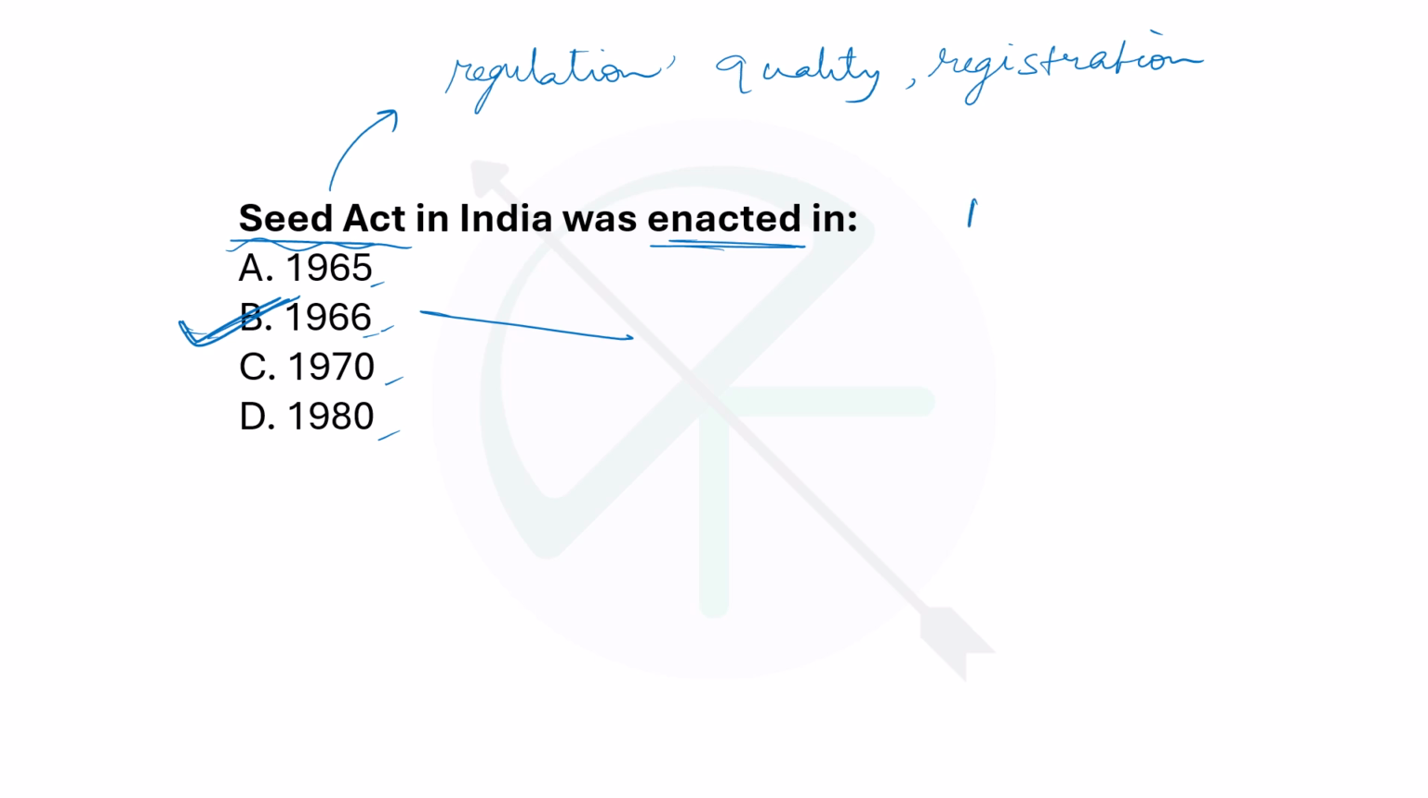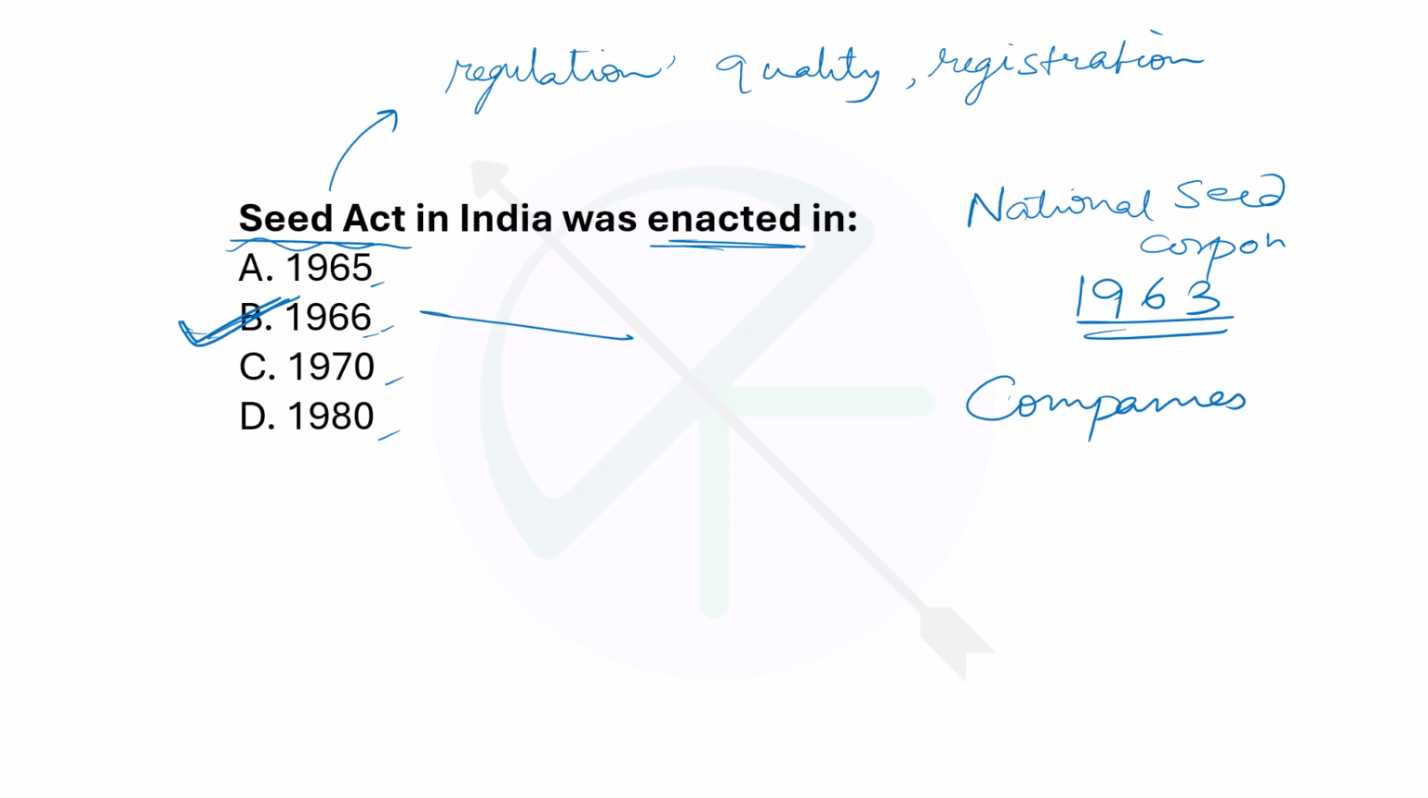Now one extra piece of information that I can give you is National Seed Corporation. The National Seed Corporation was established in 1963 under the Companies Act, 1956. So under this, NSC was established. So option number B is the right answer here.